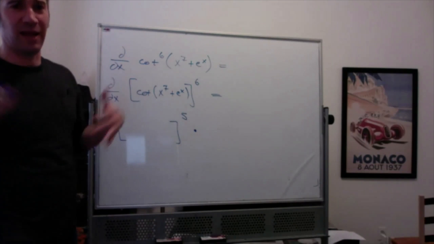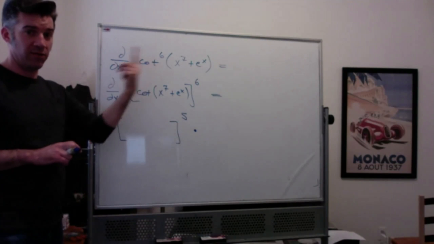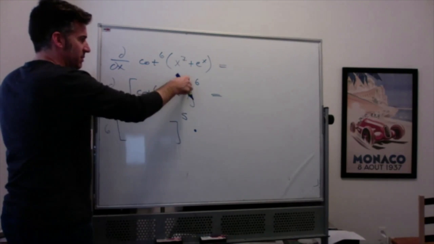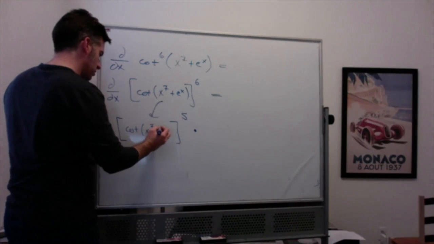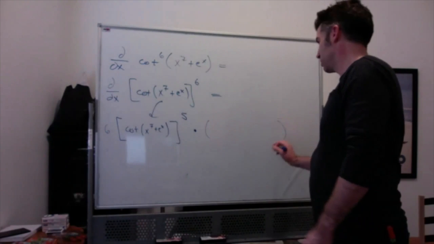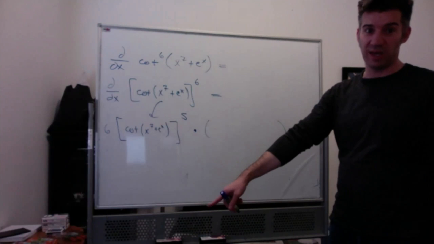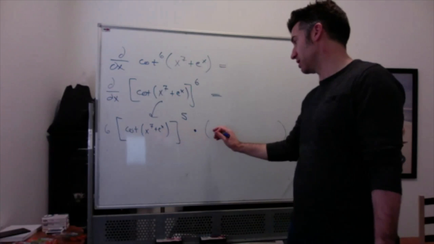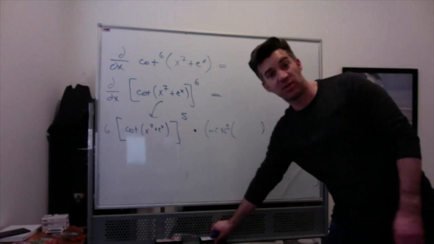I want to point out that when you take the derivative of the outer function, the inside function has to stay the same. Right? So the derivative of something to the 6th power is 6 times that same something to the 5th power. But then we have to multiply by the derivative of that. Well, the derivative of cotangent of a new thing, because I'm going to use the chain rule again, is negative cosecant squared of the new thing times the derivative of that new thing.